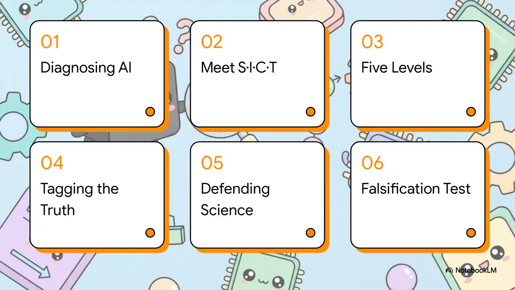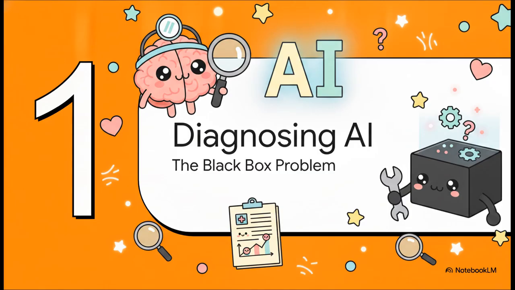Okay, here's our roadmap for today. We're going to hit 1. Diagnosing the AI black box. 2. Meet the SICT framework. 3. 5 levels of observation. 4. Tagging the truth. 5. Defending the science. And finally, 6. The ultimate falsification test.